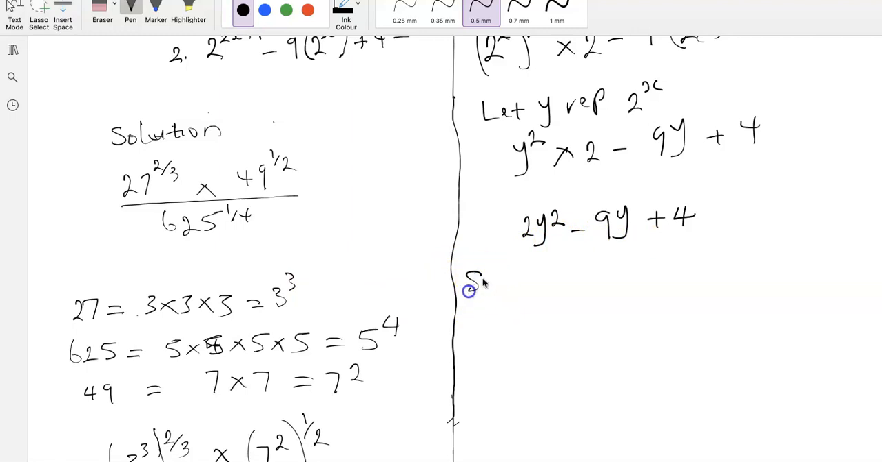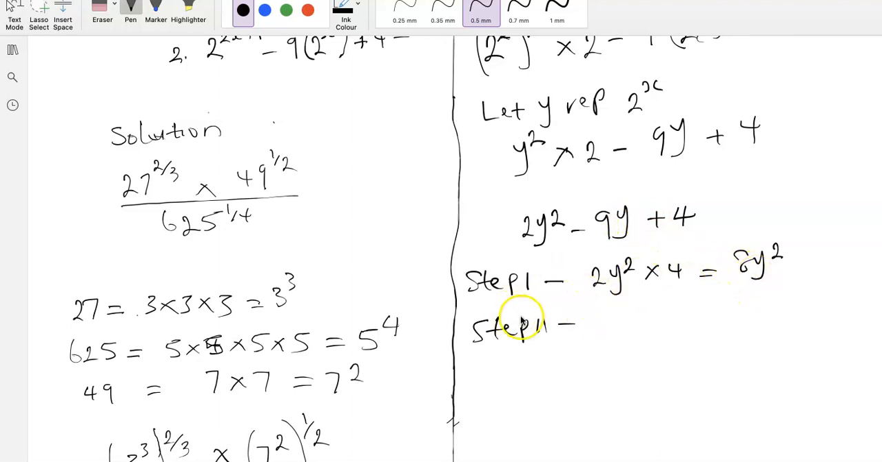Let's go step by step. Step 1, let's multiply the first and last numbers first. 2y squared times 4 gives me 8y squared. So my step 2, I'm going to look for 2 numbers that when you add them, you get minus 9y, and when you multiply them, you get 8y squared.